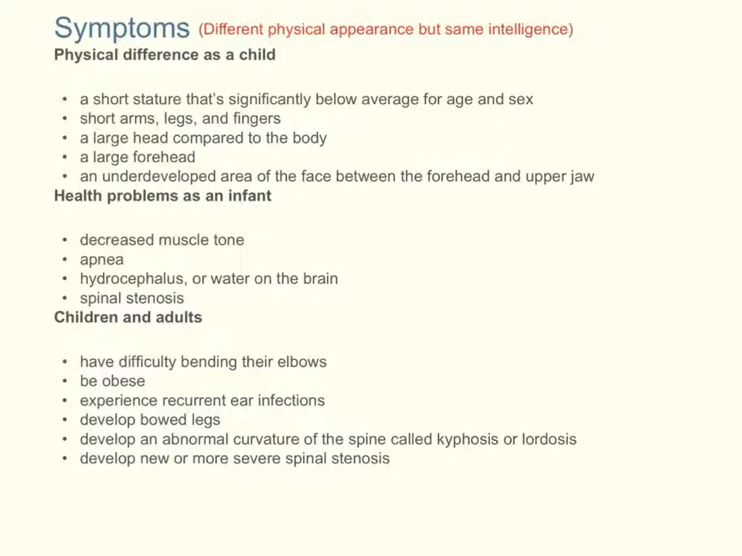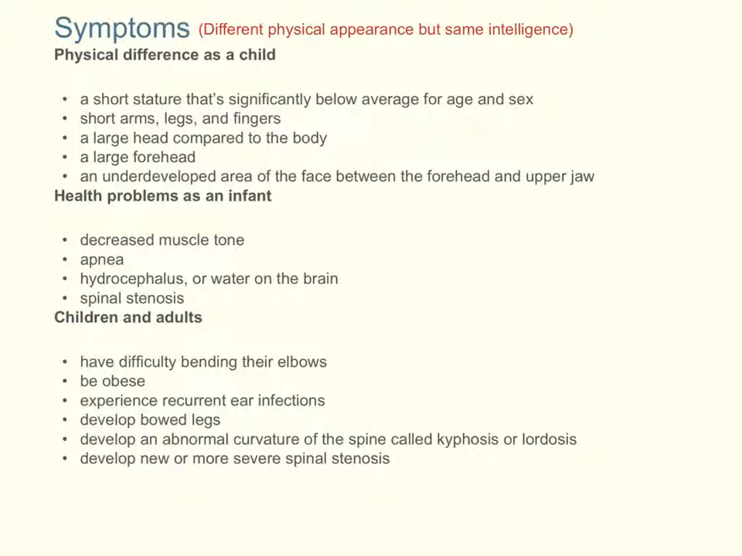Physical differences as a child: a short stature that's significantly below average for age and sex, short arms, legs, and fingers, a large head compared to the body, a large forehead, and an underdeveloped area of the face between the forehead and upper jaw. Health problems as an infant: decreased muscle tone, apnea, hydrocephalus, or water on the brain, spinal stenosis.